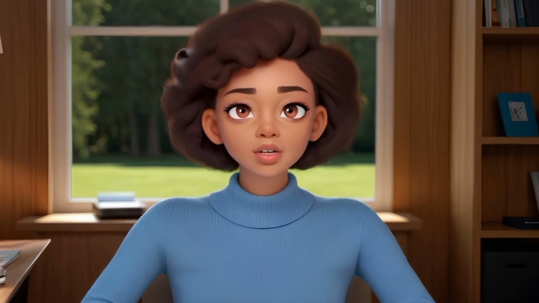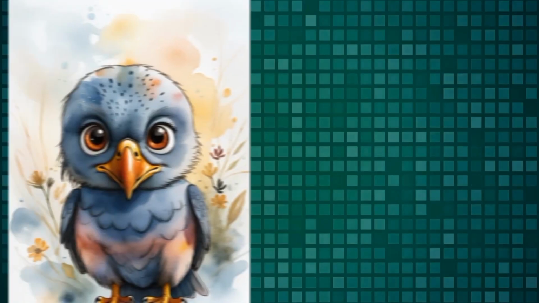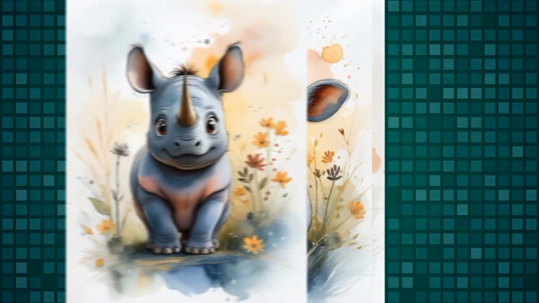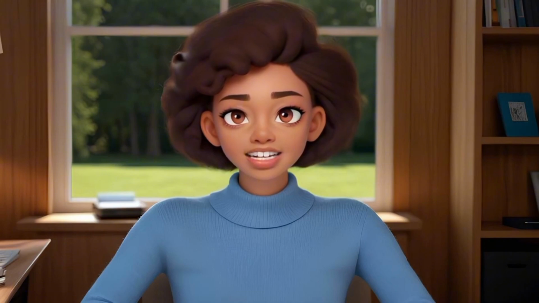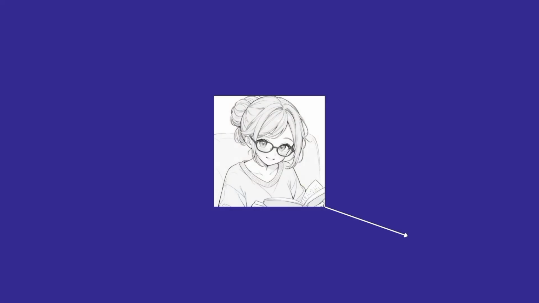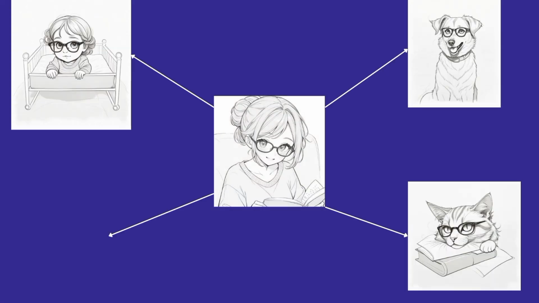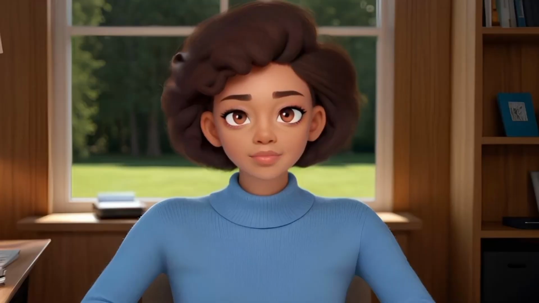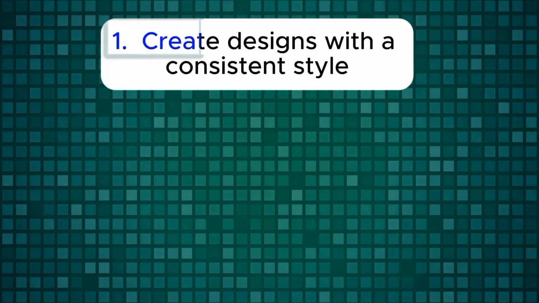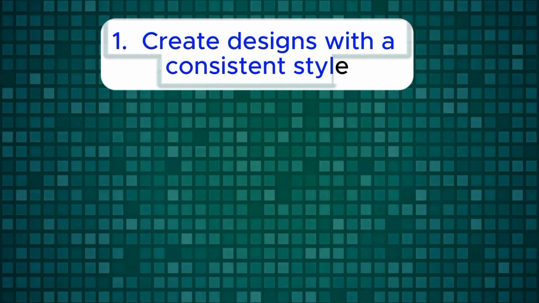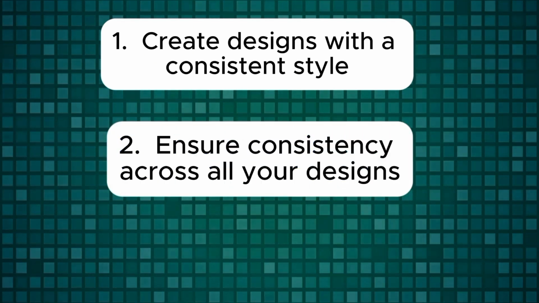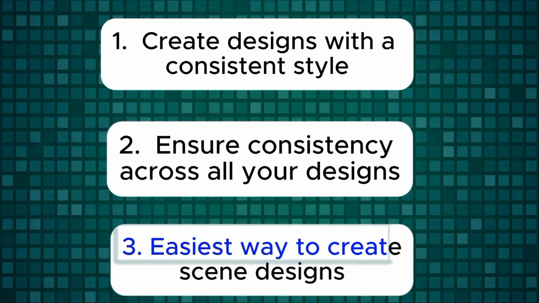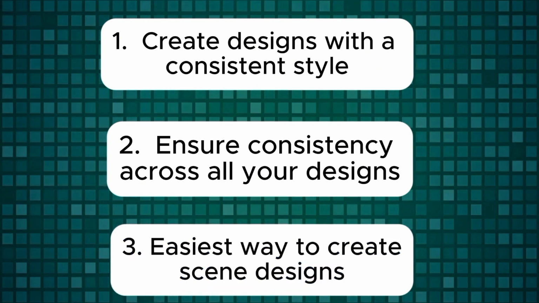Are you looking for a way to apply a consistent artistic style across multiple images with AI effortlessly? Well, I'll show you how. In this video, I'll share with you a powerful AI tool that lets you transfer the same artistic style across different images with absolute precision. With this tool, you'll be able to create designs with a consistent style. You'll also be able to ensure that there's consistency across all your designs. And of course, this is the easiest way to create consistent scene designs for your projects.